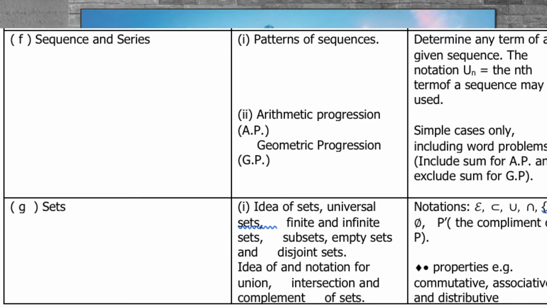Then the next is series and sequence. You should know how to define any term of a given sequence. You should know how to solve for AP and GP. Look for the end term and number of terms in an AP and GP. That's all you need for series and sequence.